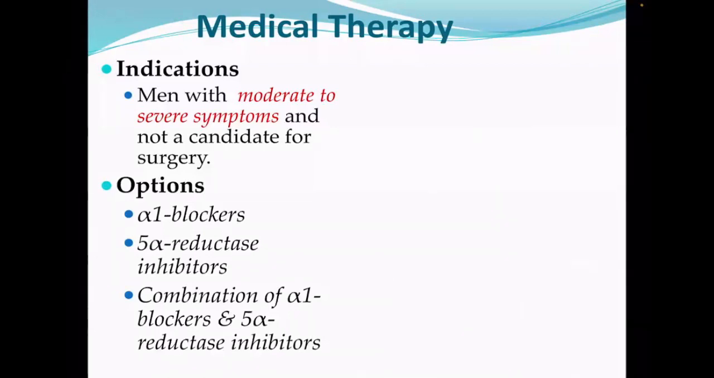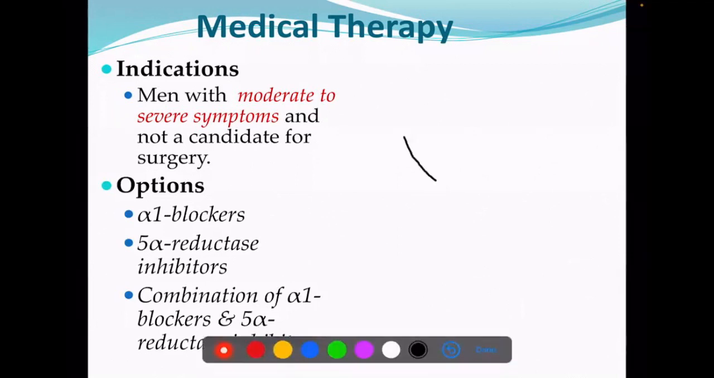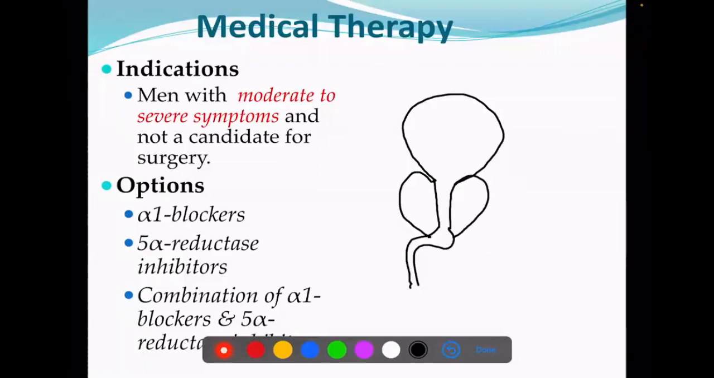What are those? See, this is the prostate, and I have told you that the smooth muscles are more distributed along the peripheral part of the capsule and also along the periurethral area. Also, the smooth muscles are along the bladder neck. So these are the areas where you will find the alpha receptors.